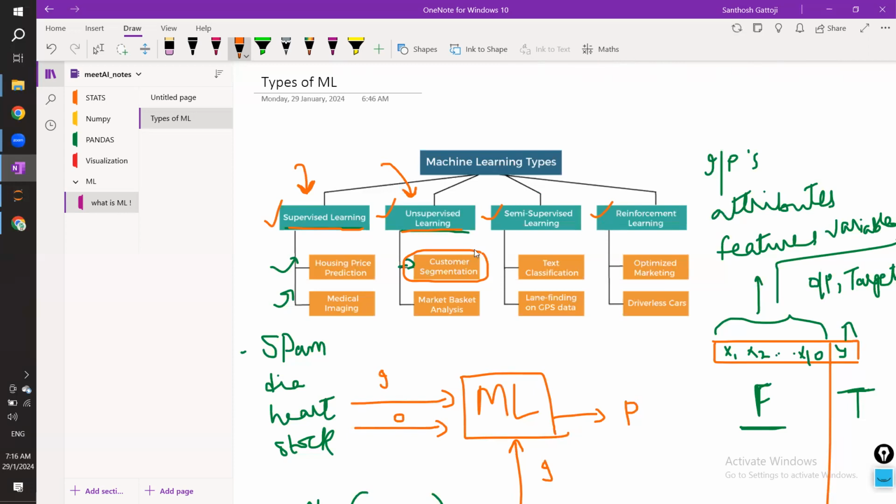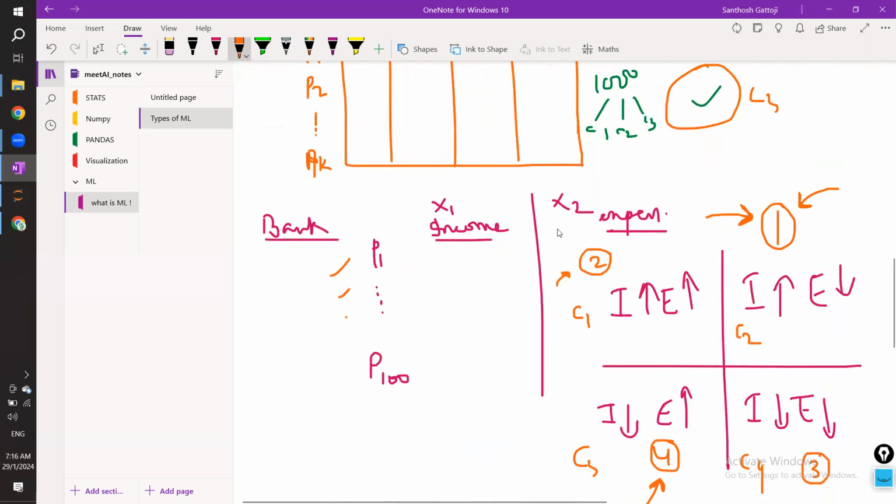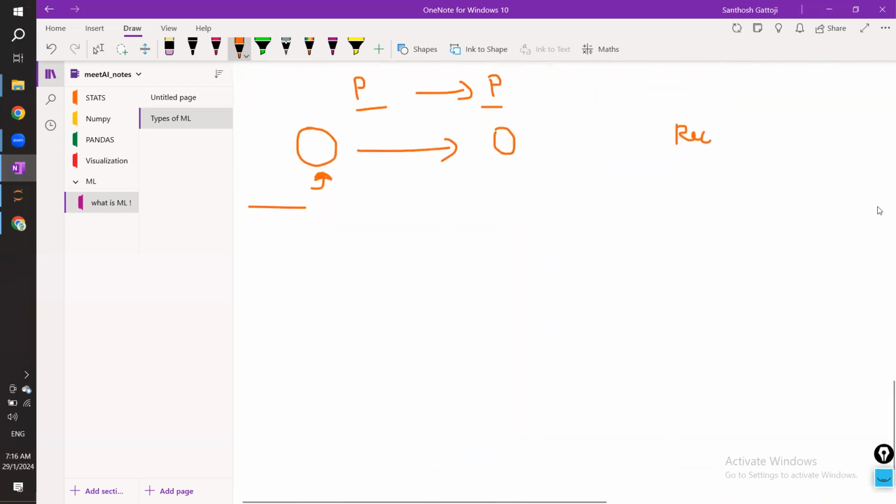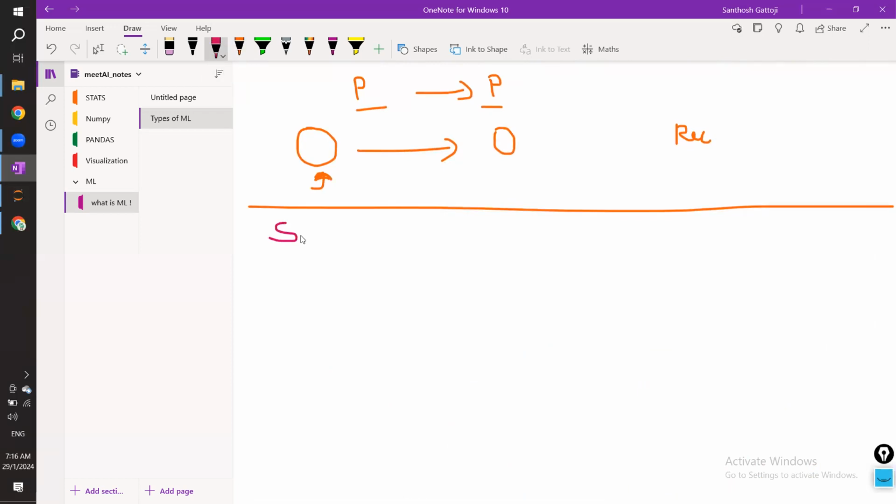Once that is done, is unsupervised clear, guys? Yes, sir, clear. Okay, so next thing is semi-supervised. Now, what is this semi-supervised? Let's try to understand this. We understood supervised: we have both features and target. We have seen unsupervised: you are having only features. Next, what is semi-supervised?